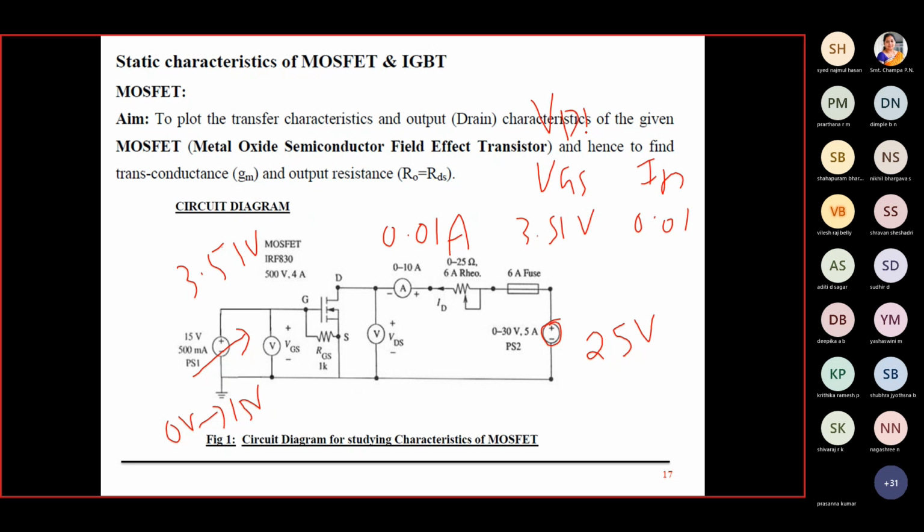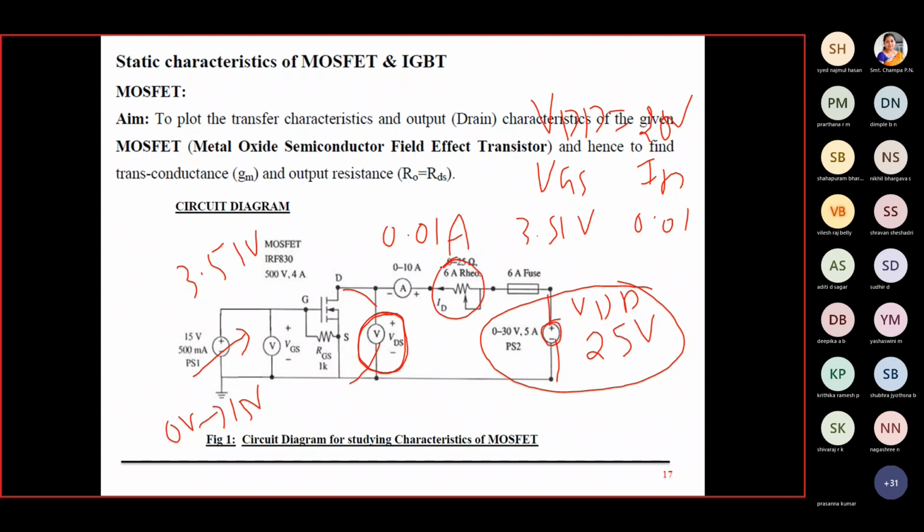Here we say it's VDD, not VDS. VDD is 25 volt, our PS2 voltage. Why is it not VDS? This is VDS actually: VDS is the exact voltage drop across your drain and source. VDD is the PS2 voltage. VDD is 25, but VDS need not be 25. It can be some other value also, because there is a drop across your load.